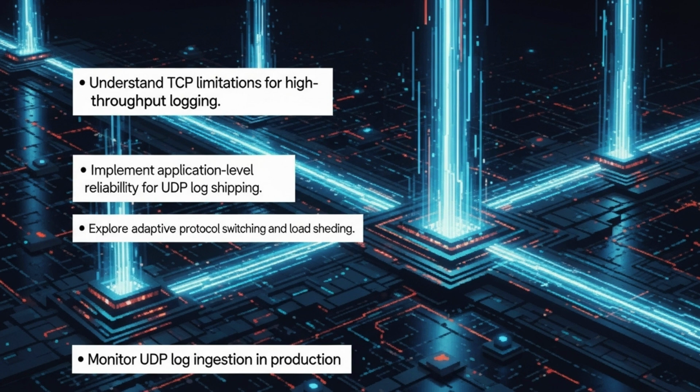You'll gain practical insights into architecting reliability at the application layer, a skill often overlooked but essential for robust distributed systems. We'll also cover advanced strategies like adaptive protocol switching and smart load shedding, which are key to maintaining performance under dynamic network conditions. Finally, we'll equip you with the knowledge to identify and monitor the critical metrics that indicate the health and efficiency of your UDP-based log ingestion systems in real-world production environments. Get ready to unlock new levels of performance for your data pipelines.